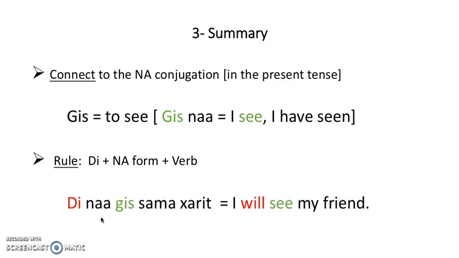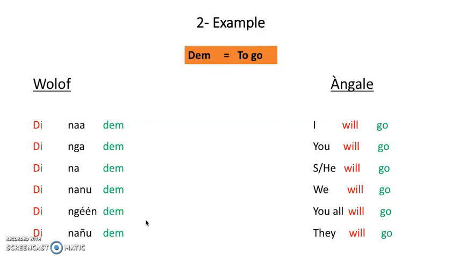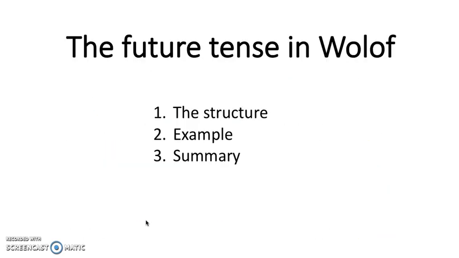So again, as a quick summary, that is the rule. So start from the na form to identify the different structures of the na form. This was one example, gis na, I see. And then now come to the rule of the future, where you only put di before the na structure and add the verb to have the full structure of the future. So again, I don't know how helpful this can be for any learner, but I hope that was helpful for at least a basic introduction of the future tense in Wolof.